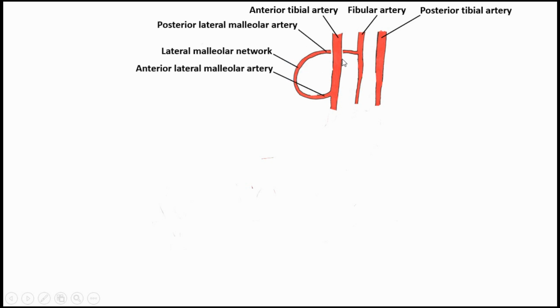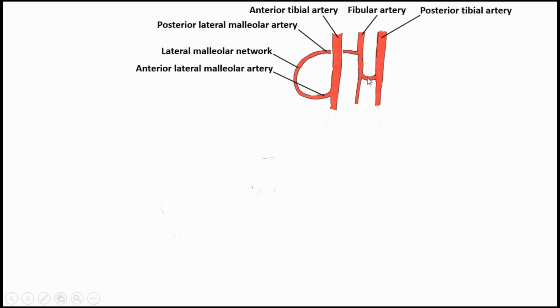So on the lateral side, we've got the fibular artery giving off a posterior lateral malleolar artery, and, not surprisingly, an anterior lateral malleolar artery coming off the anterior tibial artery. These meet up and form an anastomotic network, which thankfully is named somewhat sensibly for where it's at. It's the lateral malleolar network.